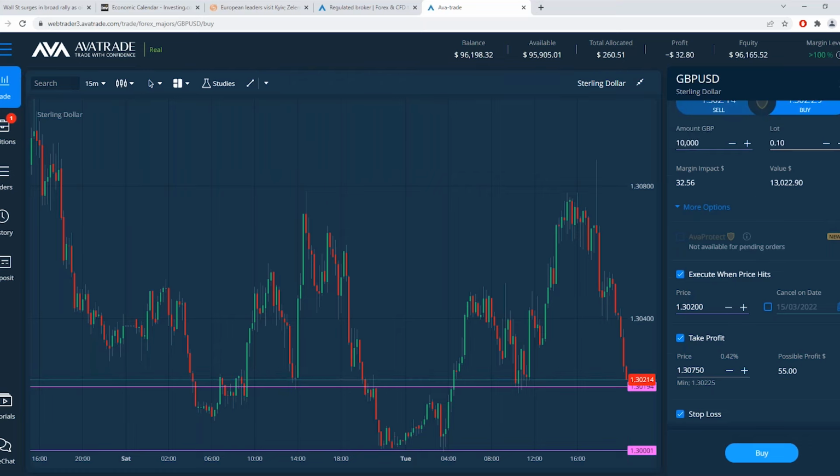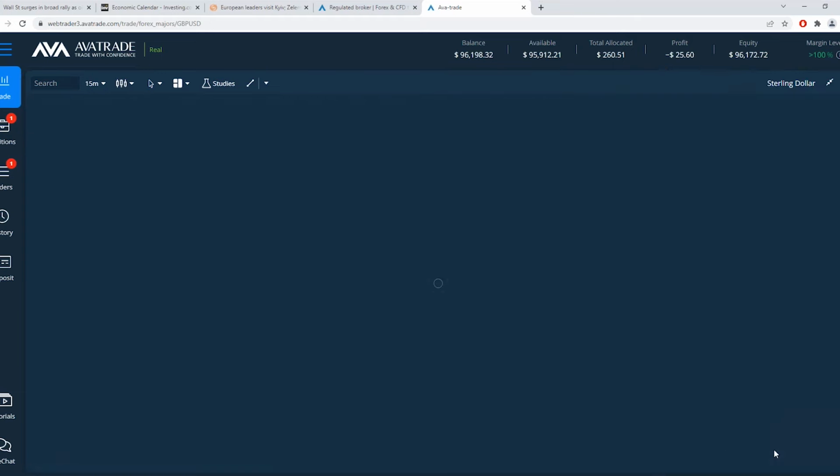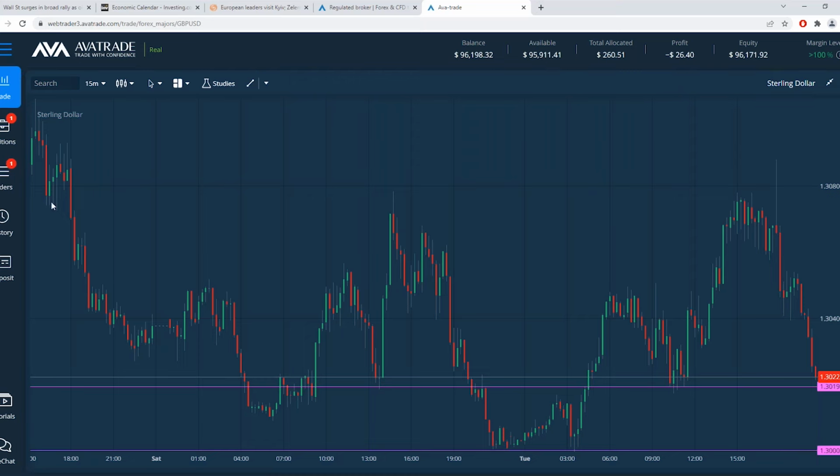Now, if I'm wanting to risk that 250, I can do one full lot. One full lot risks exactly 250. If that's the amount I'm wanting to risk, and my potential profit now is more than double. Okay. And so now I can say buy, and that's not a market move, that's a pending order.